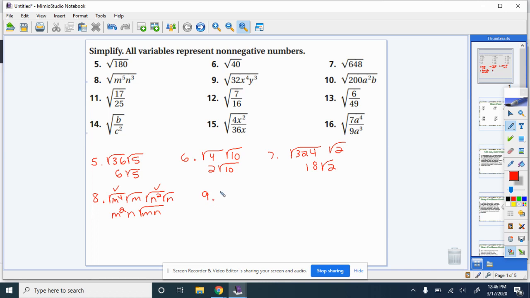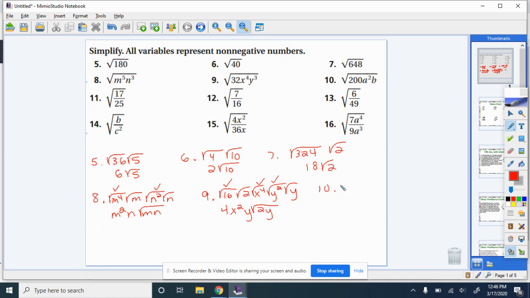Number 9, I can break up 32 into root 16 and root 2. I know the square root of x to the 4th, so I don't have to break that up. And the square root of y to the 3rd, I'm going to break up into root y squared and root y. The square root of 16 is 4. The square root of x to the 4th is x squared. The square root of y squared is y. And if you stay organized, you're left with root 2y.